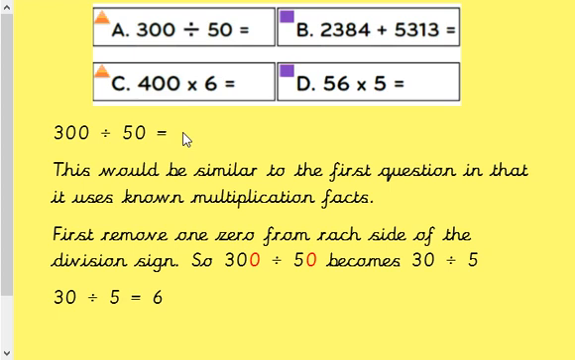And if we wanted to check that, we could count up in 50s to get to 300. So 50, 100, 150, 200, 250, 300.